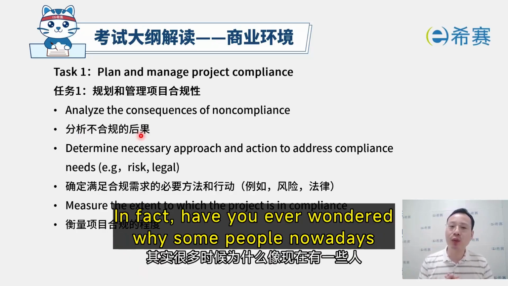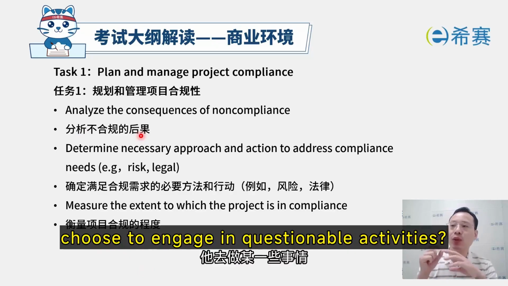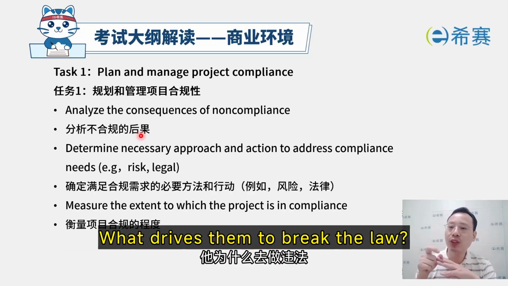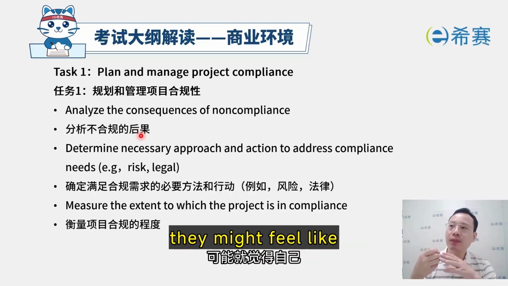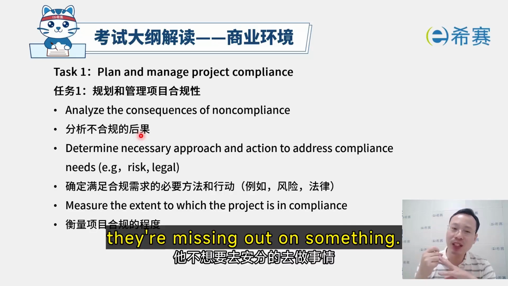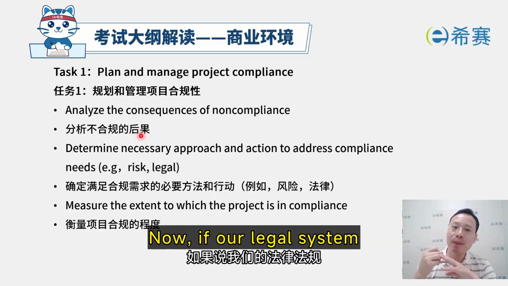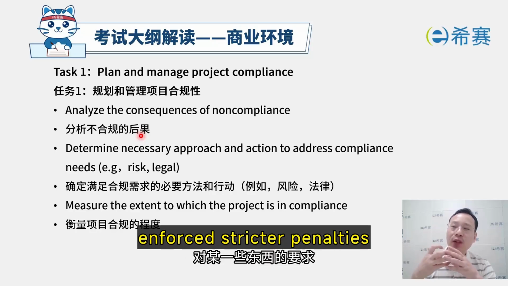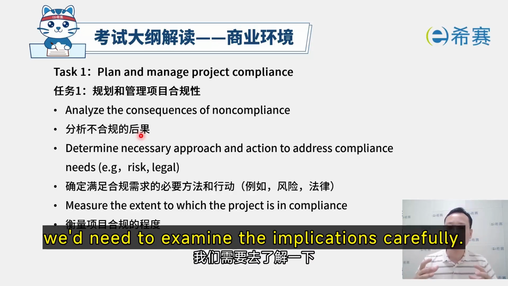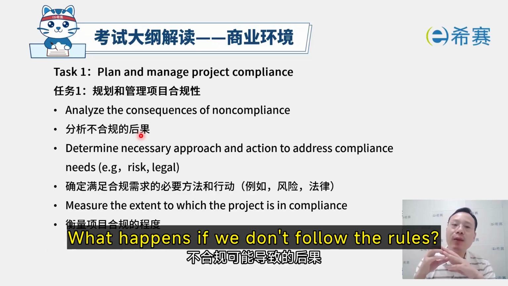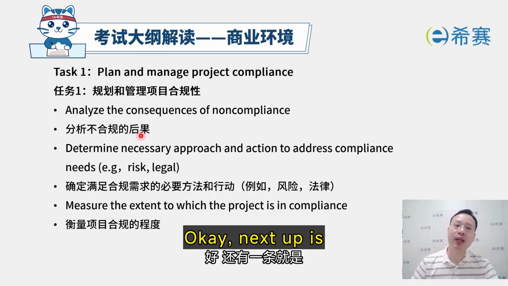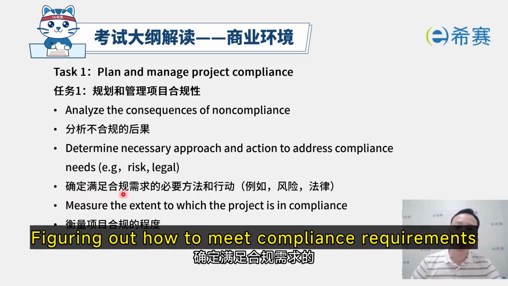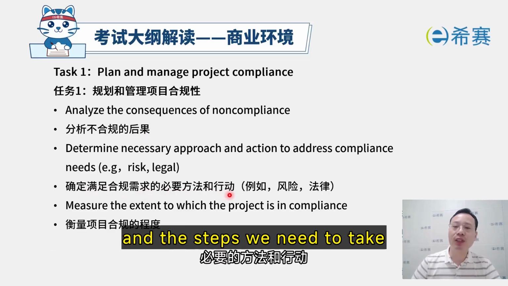In fact, have you ever wondered why some people nowadays choose to engage in questionable activities? What drives them to break the law? It's simple. The consequences of lawbreaking are too lenient. If they played by the rules, they might feel like they're missing out on something. They'd rather push the boundaries. Now, if our legal system enforced stricter penalties for these offenses, we need to examine the implications carefully. What happens if we don't follow the rules? So we need to be really careful about this. Okay, next step is figuring out how to meet compliance requirements and the steps we need to take.